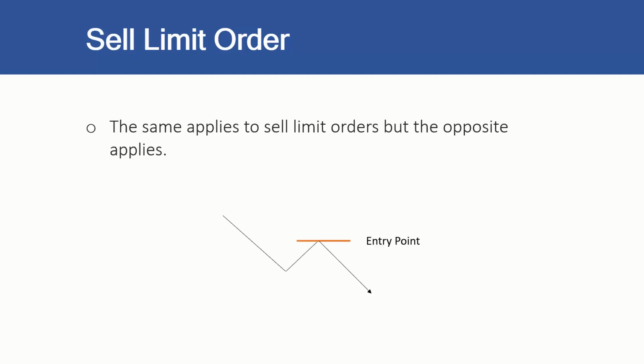The same applies to sell limit orders, but the opposite applies. So the price is going down. You think it's going to go down even further, but you expect it to make a pullback, in this case go up, before it takes another drop. So you place a sell limit order above the current market price. If the price goes up a little, it will execute your order, you will enter it, and then hopefully you expect the price to go down.